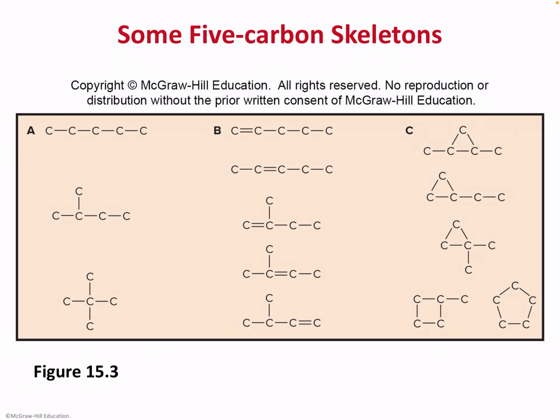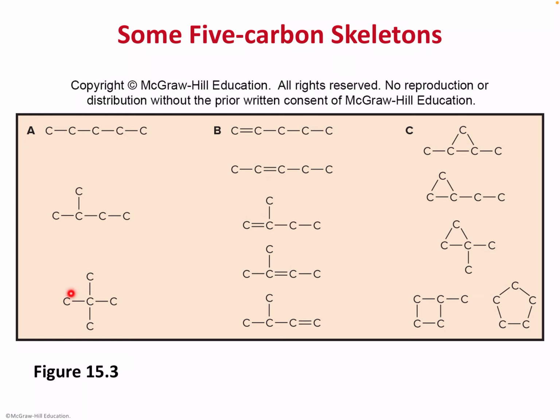These are some examples of 5 carbon skeletons. You can see 1, 2, 3, 4, 5, and then this also has 1, 2, 3, 4, 5, but this compound is different from this because one of the carbons is now attached to this second carbon. So they are not necessarily the same compound, they are different. It's not just that you bend one of these bonds.